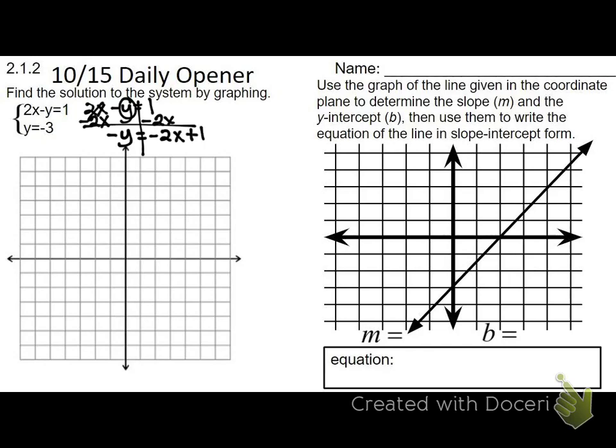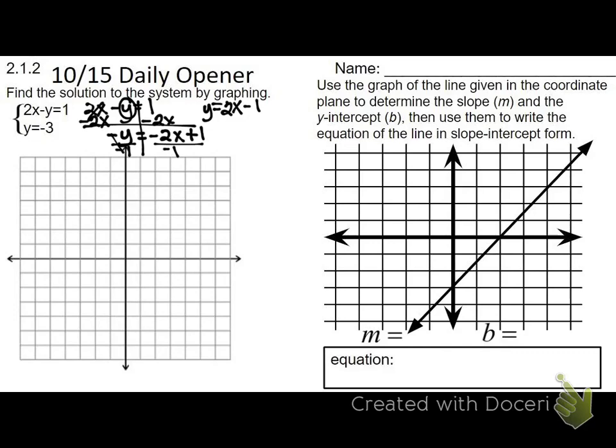How do I get rid of the negative off of that y there? Divided by negative 1. Divide by negative 1 on each side. So it's going to be rewritten as y equals, okay, what's negative 2 divided by negative 1? 2. It's 2x. Positive 1 divided by negative 1? Negative 1.